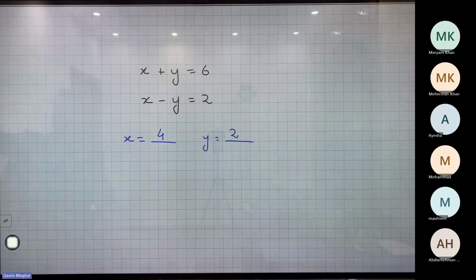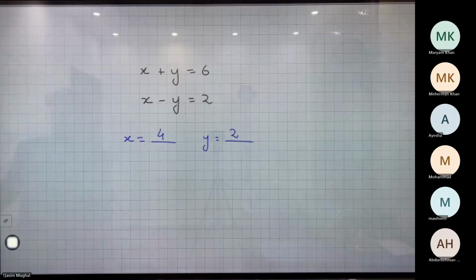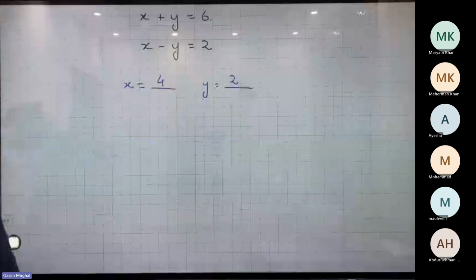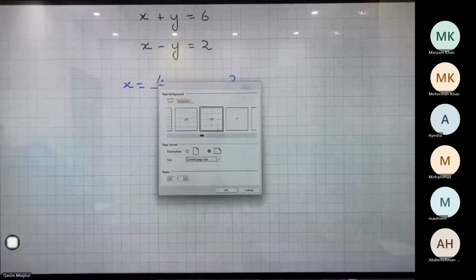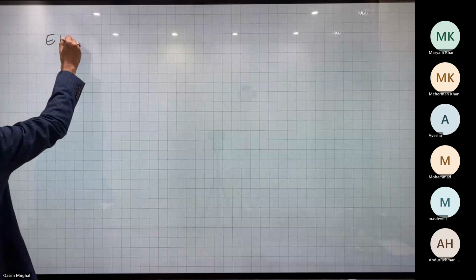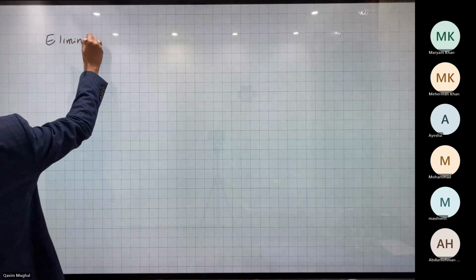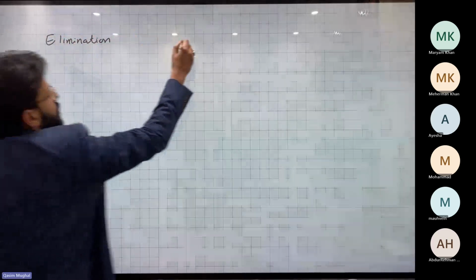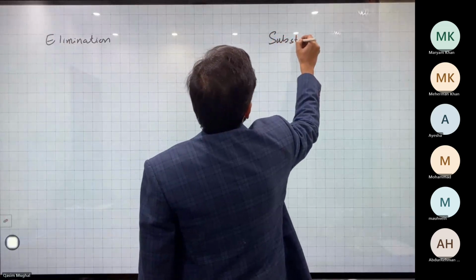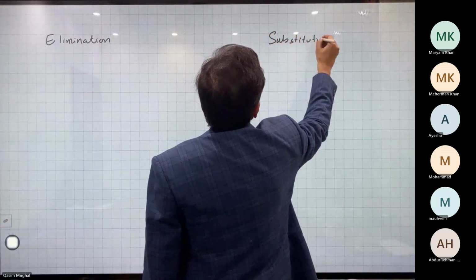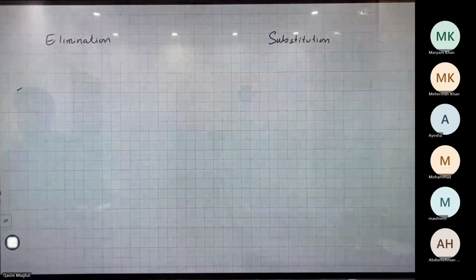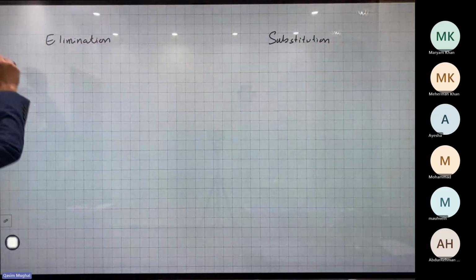अच्छा, इसमें हम पहले मैं आपको इसके नोट्स लिखवा देता हूँ, फिर आगे हम चलेंगे. Two methods: elimination, and then there is substitution. Elimination is a very simple one.